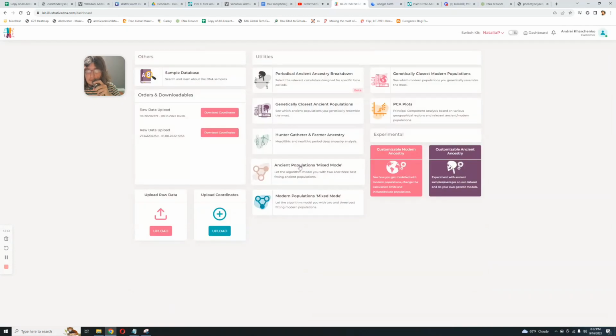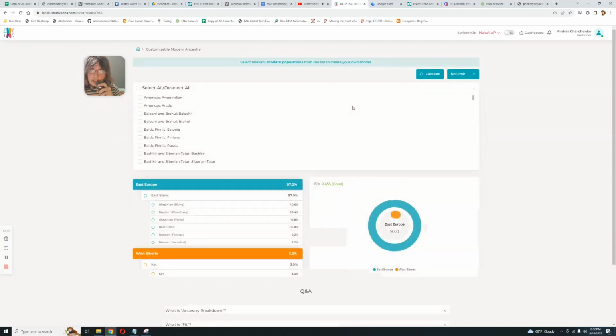Now, I'm going to show you something cool, which is customizable modern ancestry. Basically, this is similar to what you would do with Vahaduo, but it's much easier to do. So let me show you how to use it. For example, start with my mom. We're going to select all the populations that are relevant to her. She is Russian. All of her ancestors, until like the 16th century, have lived in the Mari El region, the Mari El Republic, and the south of Kirov Oblast.